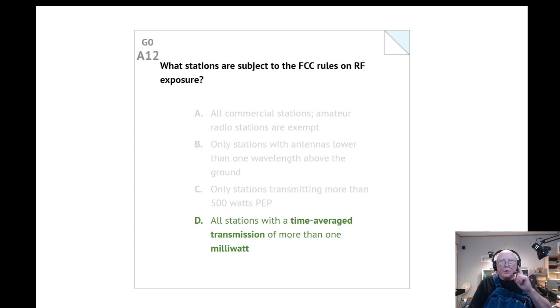So if you are transmitting anything, even QRP, then most likely, unless you're transmitting somehow less than a milliwatt, which is extremely low power. So basically, for our intents and purposes in amateur radio, everybody, all stations with a time average transmission of more than 1 milliwatt. Don't let the wording throw you off and get you frustrated. Time average transmission and milliwatt is what you want to look for.